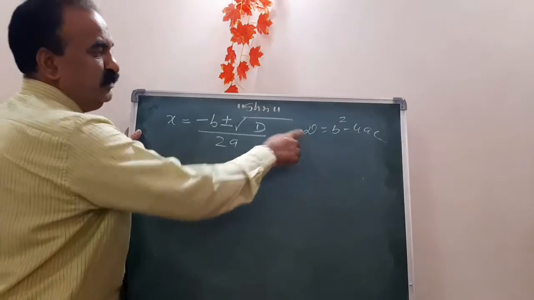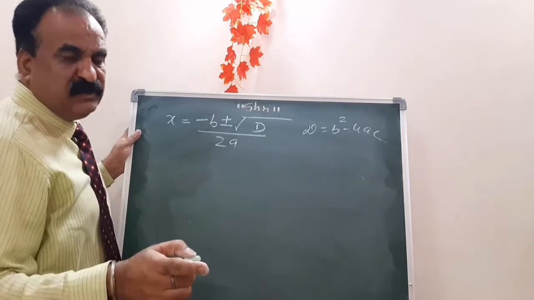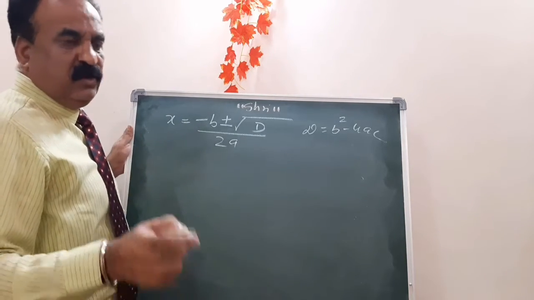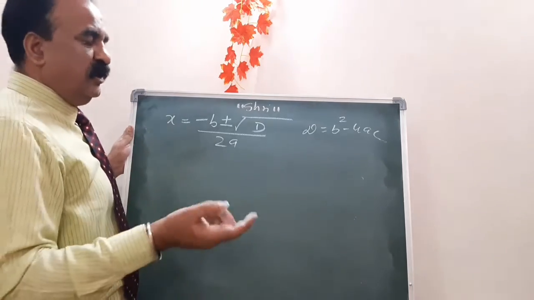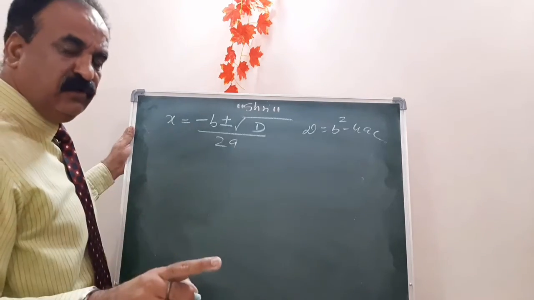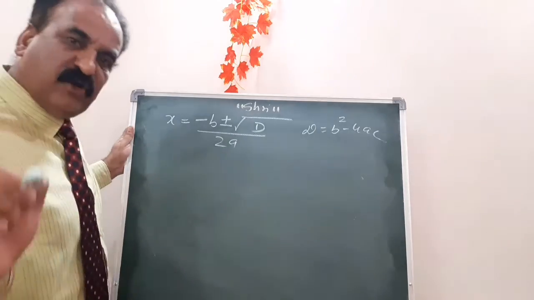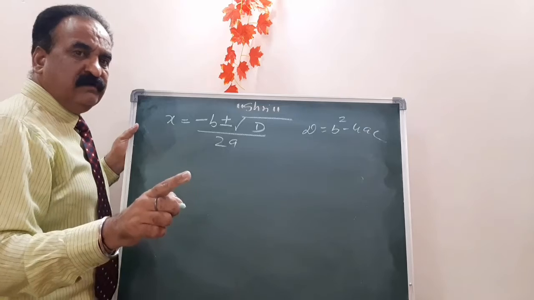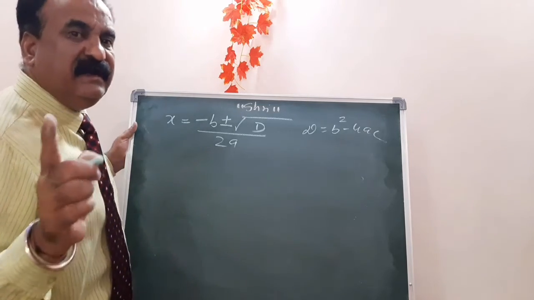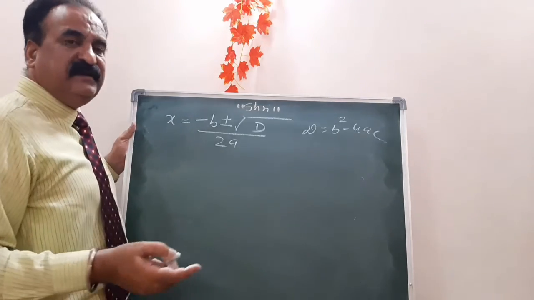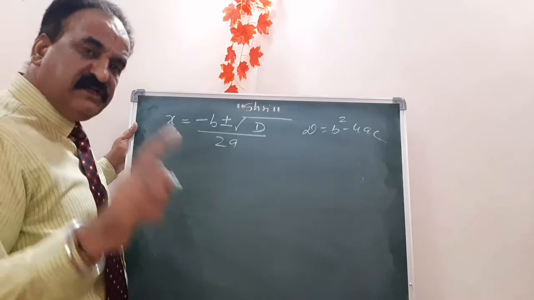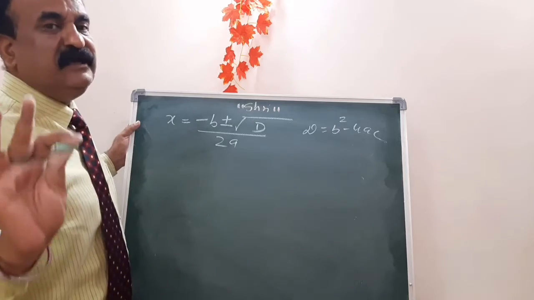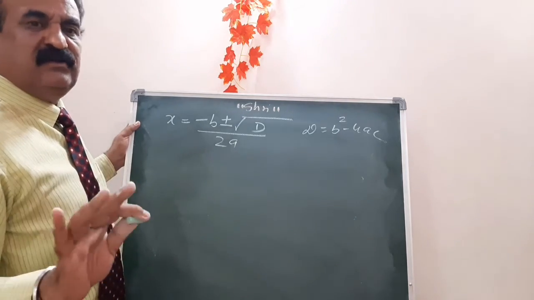It means if the value of d is greater than 0, then the roots are real and distinct, or you can say different. Or you can say if d is greater than 0, then the roots are real but not equal. If d is equal to 0, then the roots are real and equal. And the third case is d is less than 0, it means the roots are not real. They are called imaginary numbers.